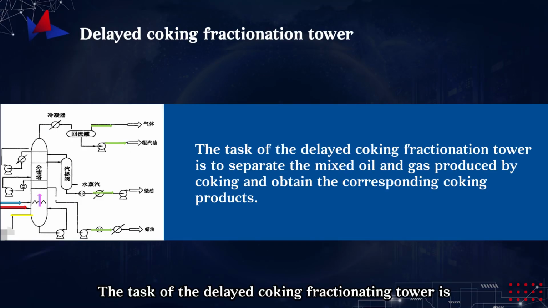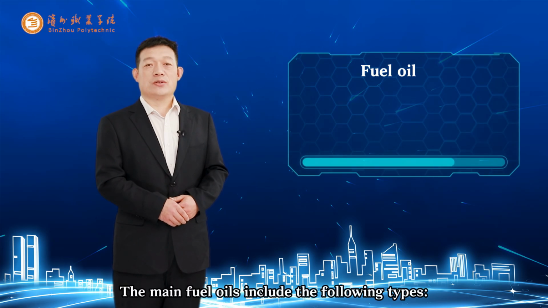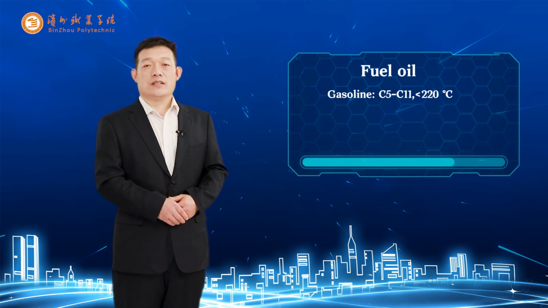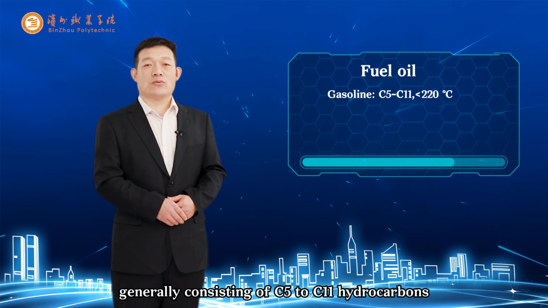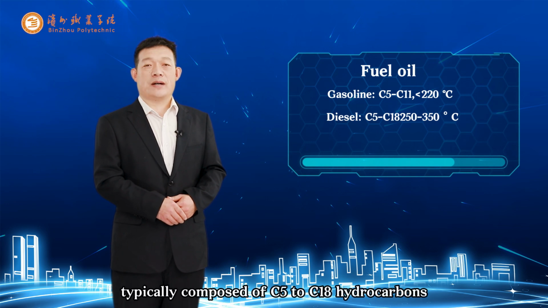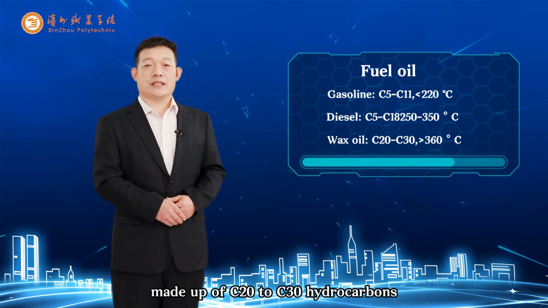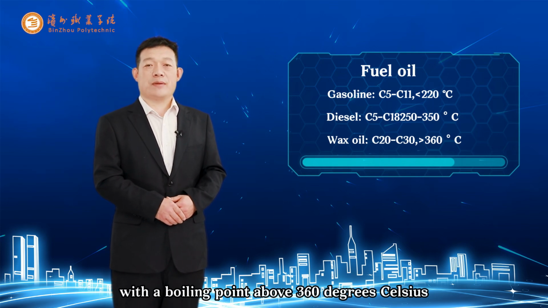The task of the delayed coking fractionating tower is to separate the mixed oil and gas produced by coking into corresponding coking products. The main fuel oils include the following types: coker gasoline, generally consisting of C5 to C11 hydrocarbons, with a boiling point below 220 degrees Celsius. Coker diesel, typically composed of C5 to C18 hydrocarbons, with a boiling point ranging from 250 to 350 degrees Celsius. Coker gas oil, made up of C20 to C30 hydrocarbons, with a boiling point above 360 degrees Celsius.